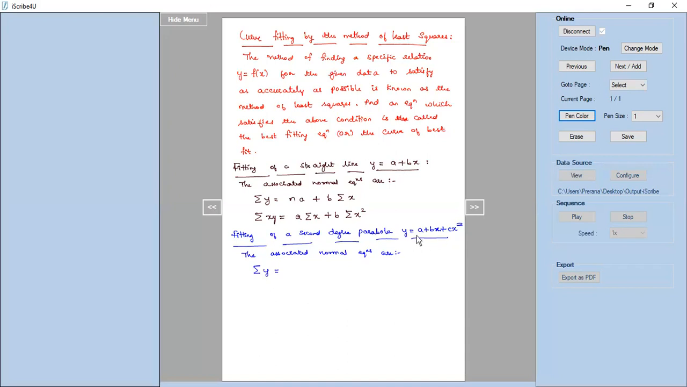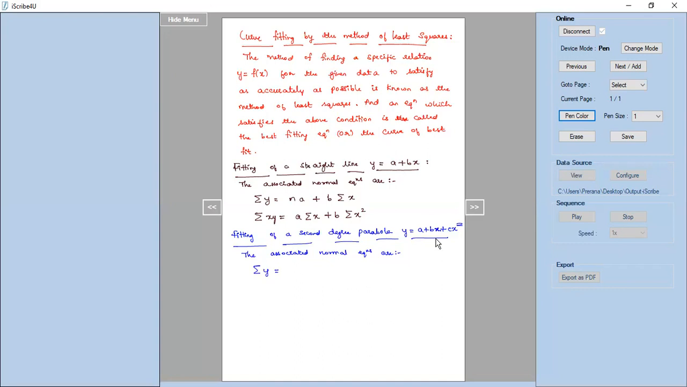So for the first equation, we will take summation directly and write down the first normal equation. Second equation, we will multiply by x throughout and take sigma. Third equation, we will multiply throughout by x square and take summation or sigma. So three equations are involved in the second degree parabolic equation because there are three constants involved, a, b, c.